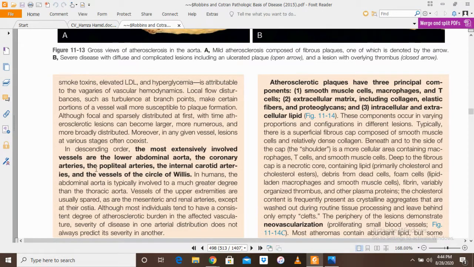The most commonly involved vessel is the lower abdominal aorta, and if we talk about it in the descending order, then the first is the lower abdominal aorta, then coronary arteries, then popliteal arteries, then internal carotid arteries, and then the vessels of the circle of Willis.